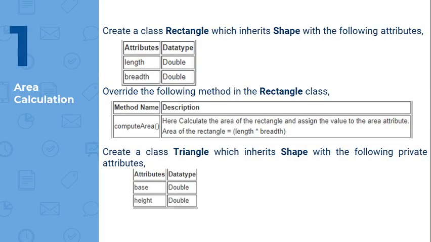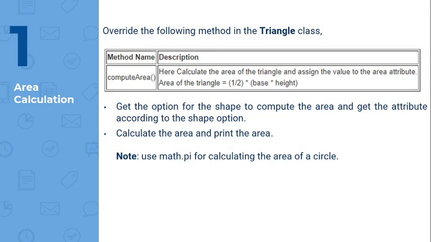Then we have to create a class called Rectangle with length and breadth attributes, and here also we should override the compute area method to calculate the area of the rectangle, which is length into breadth. And finally we have to create the third class called Triangle, which also inherits the Shape class with the attributes base and height, and we should override the compute area method to compute the area of the triangle, which is half into base into height.